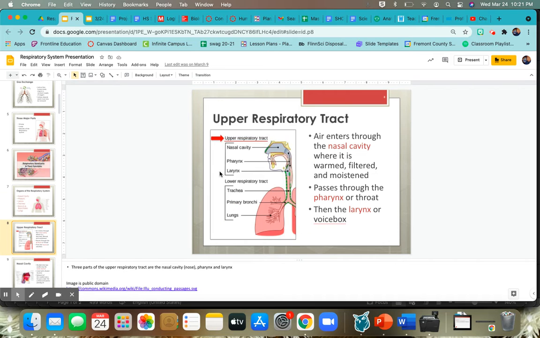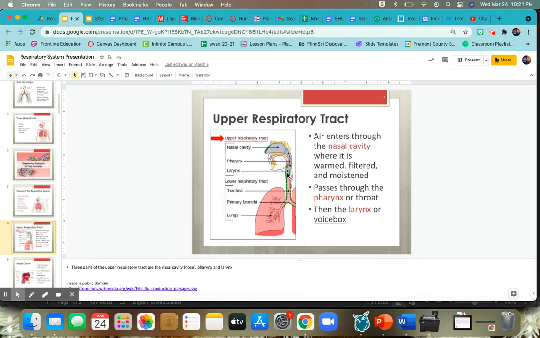Okay. We like to kind of piece our respiratory system apart to take better looks at it. And so the first piece we're going to talk about is the upper respiratory tract, which includes our nasal cavity, our pharynx, and our larynx. The nasal cavity is where air enters, and this is where air gets filtered, moistened, and warmed, through your nasal cavity right here. Then it passes through the pharynx, which is right here, kind of where your throat and nose collide.